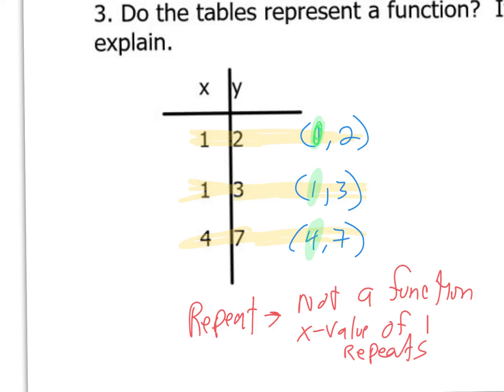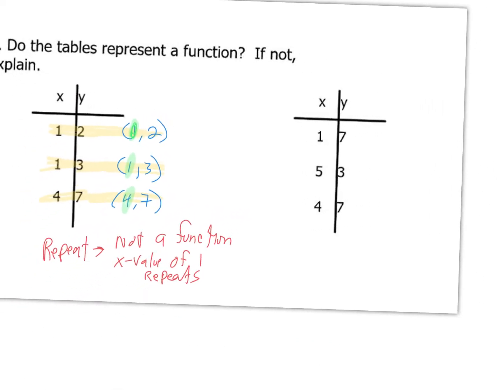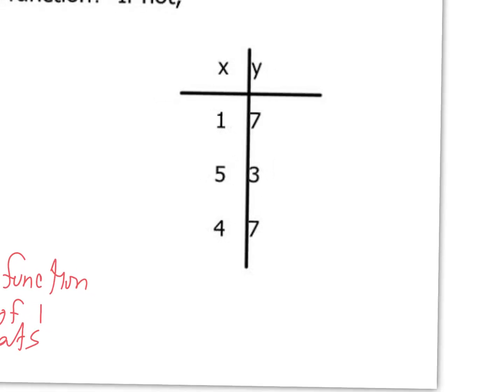All right. So now let's move on to the other question. So let's slide this over. Okay, so again, let's take a look at this one. So this ordered relation says we have 1, 7. This one says we're doing 5, 3.